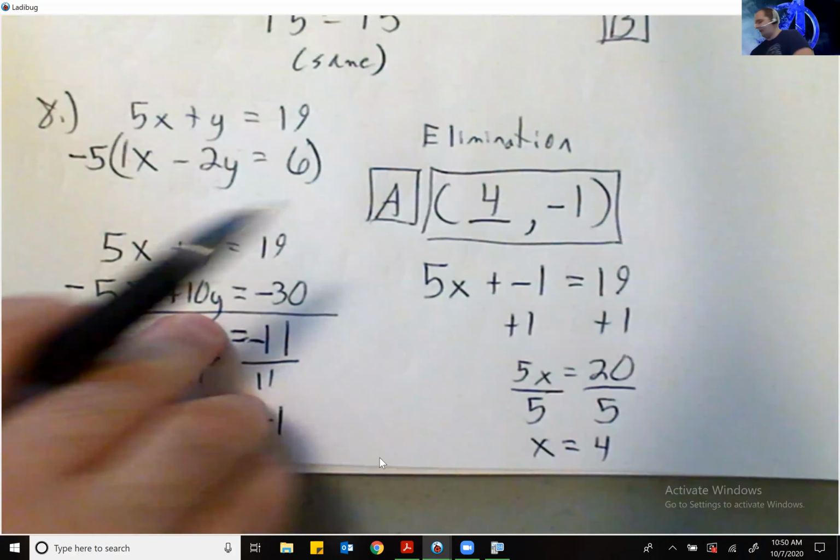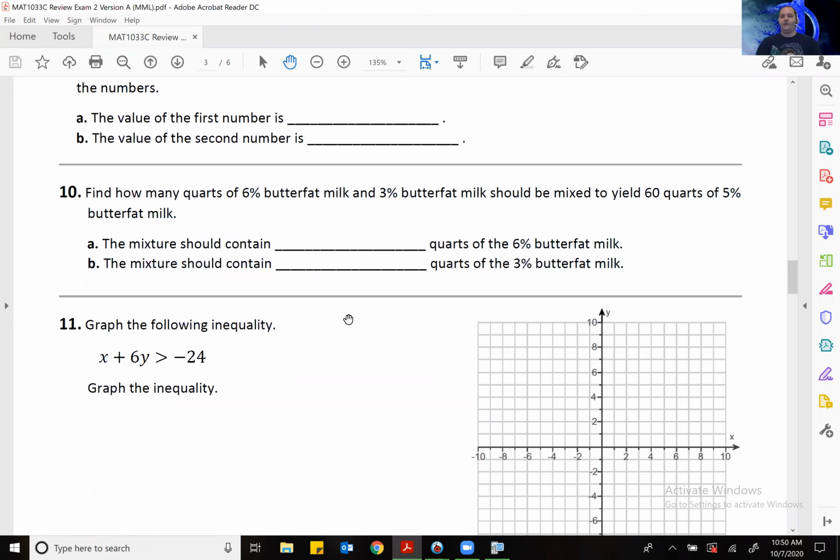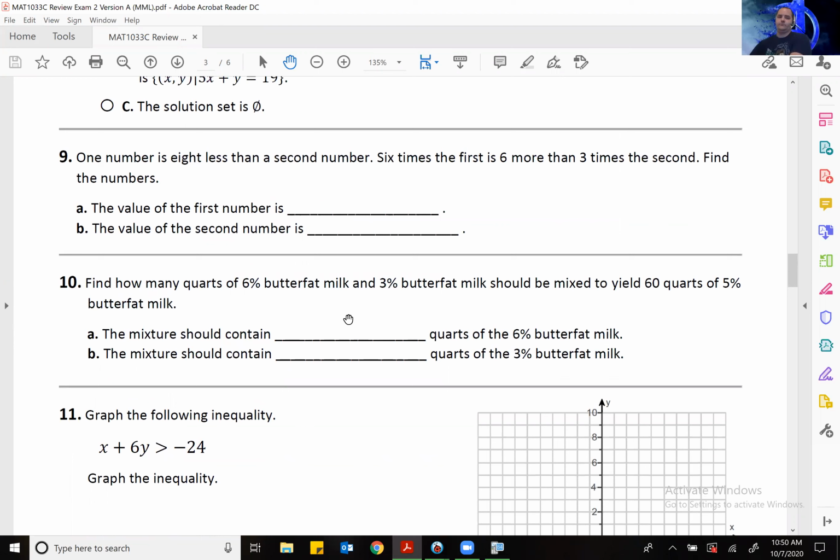Okie dokie artichoke. So we are on to, I believe, question number 9. So 9 and 10, these are your word problems. There's only 2. So remember that word problems come in one of 2 forms. They come at you as translations, where you have mathematical terms and we need to turn them into symbols, or they come at you as standard form because you have totals.